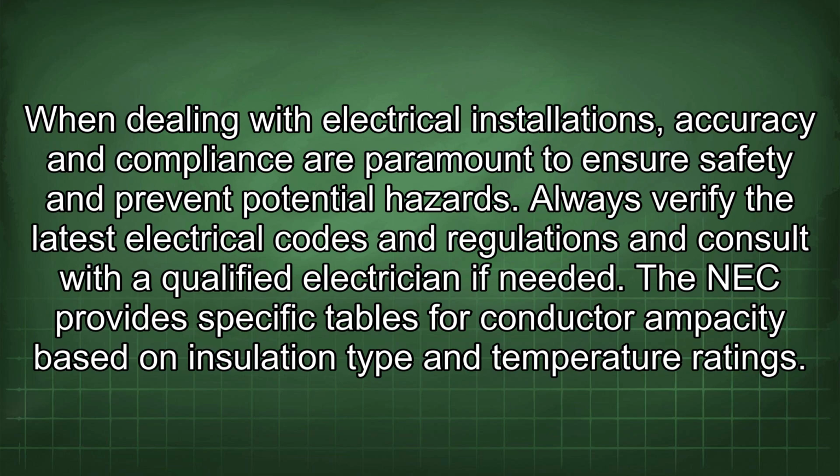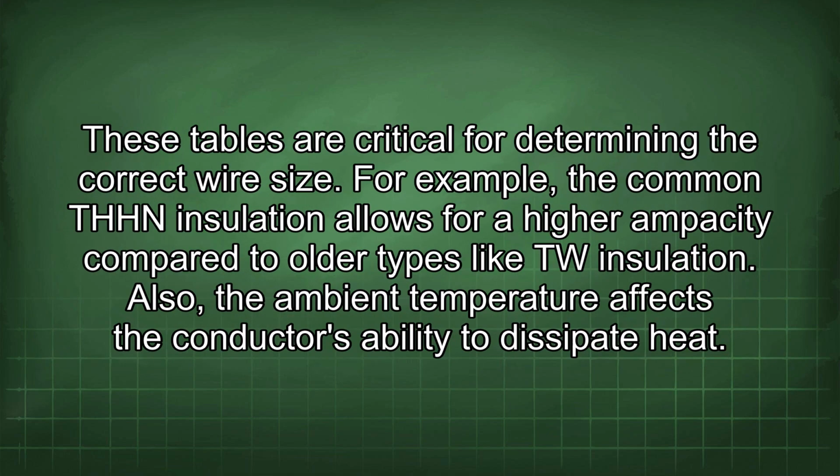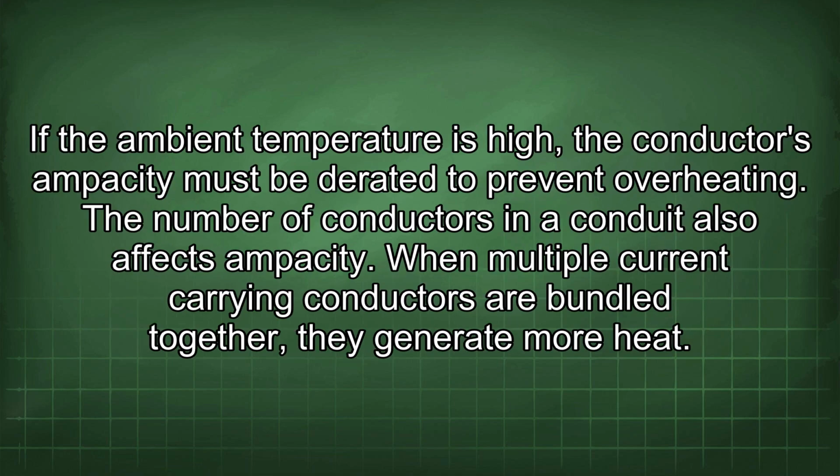The NEC provides specific tables for conductor ampacity based on insulation type and temperature ratings. These tables are critical for determining the correct wire size. For example, the common THHN insulation allows for a higher ampacity compared to older types like TW insulation. Also, the ambient temperature affects the conductor's ability to dissipate heat. If the ambient temperature is high, the conductor's ampacity must be derated to prevent overheating.